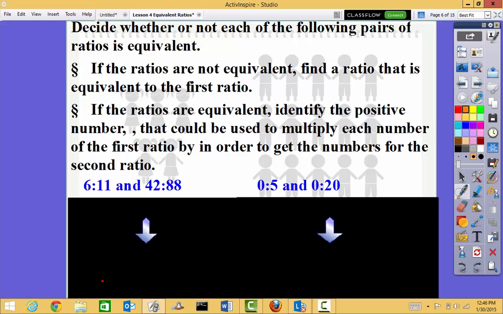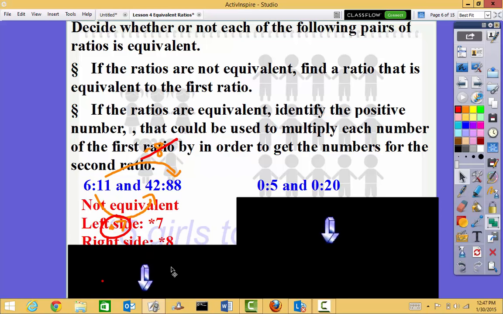So let's look here. How did I get from 6 to 42? Well, that's multiplied by 7. How did I get from 11 to 88? It's multiplied by 8. So here I see that 7 does not equal 8. Since they don't equal the same, they're not equivalent. My left side was 7, and the right part was 8.